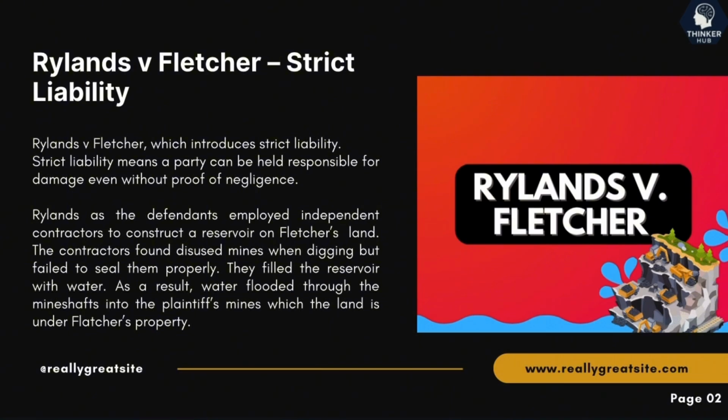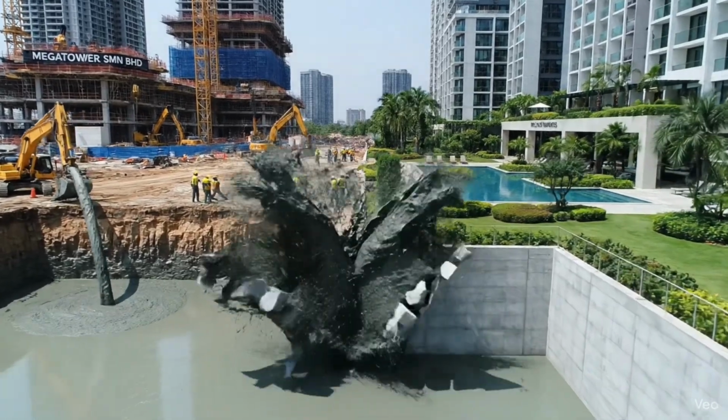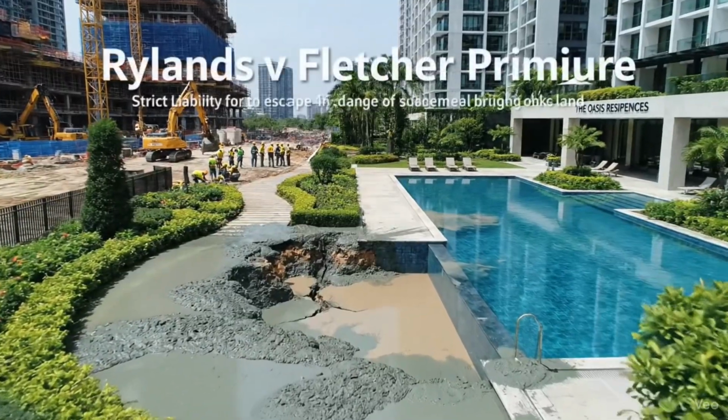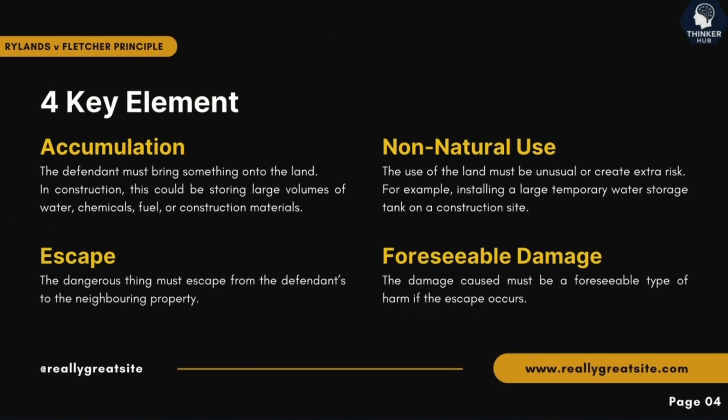In the original case, the defendant's contractor failed to properly seal a disused mine shaft when building a reservoir, causing water to flood the plaintiff's mine. To prove a claim under Rylands versus Fletcher, four key elements must be met: accumulation, non-natural use, escape, and finally, possible damage. On accumulation, the defendant must bring and keep a dangerous thing onto the land.